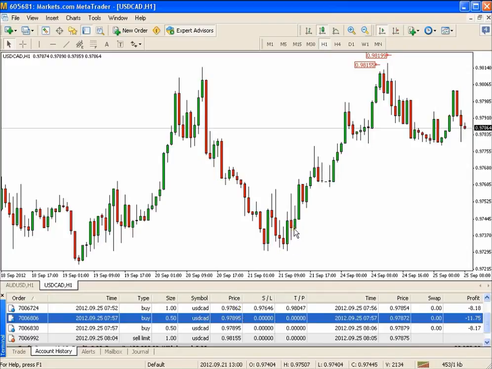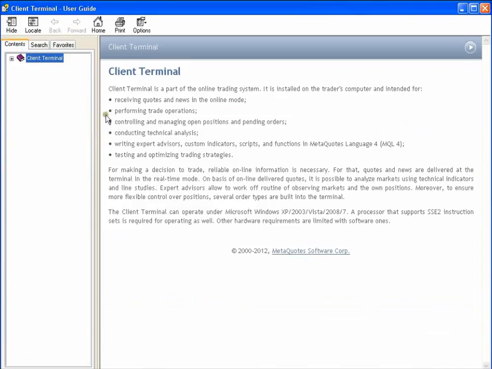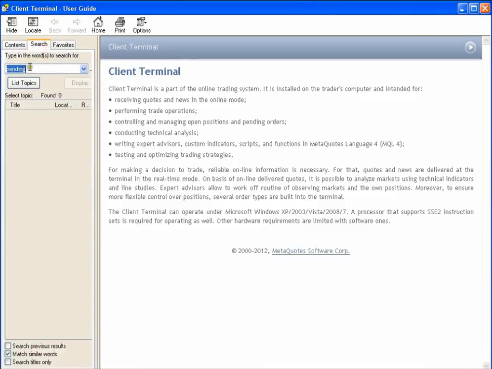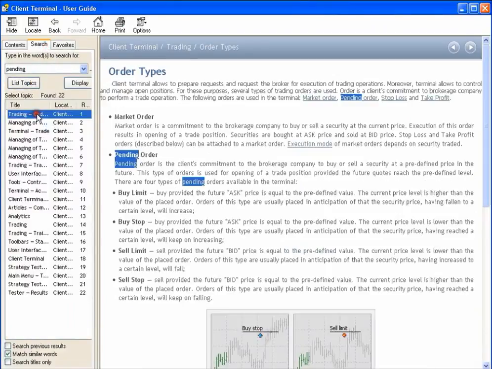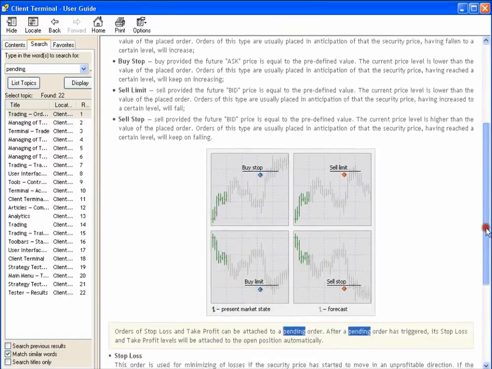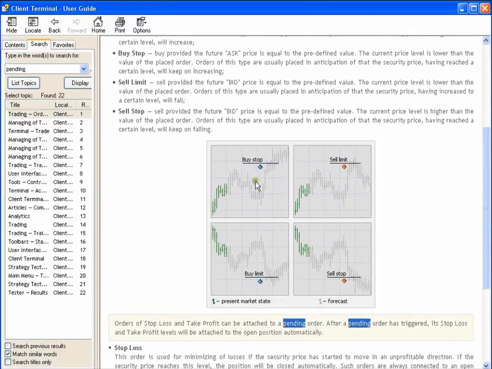Alright, that's it for now. Just please remember how to access the help. You can either click on help and help topics, or you can just press F1 on your keyboard. You go to search, you type in the word pending, list topics, and you look at this, and it'll bring up the details. It's a little confusing with the way that they say it, which is why I always refer people to come and have a look at this picture.